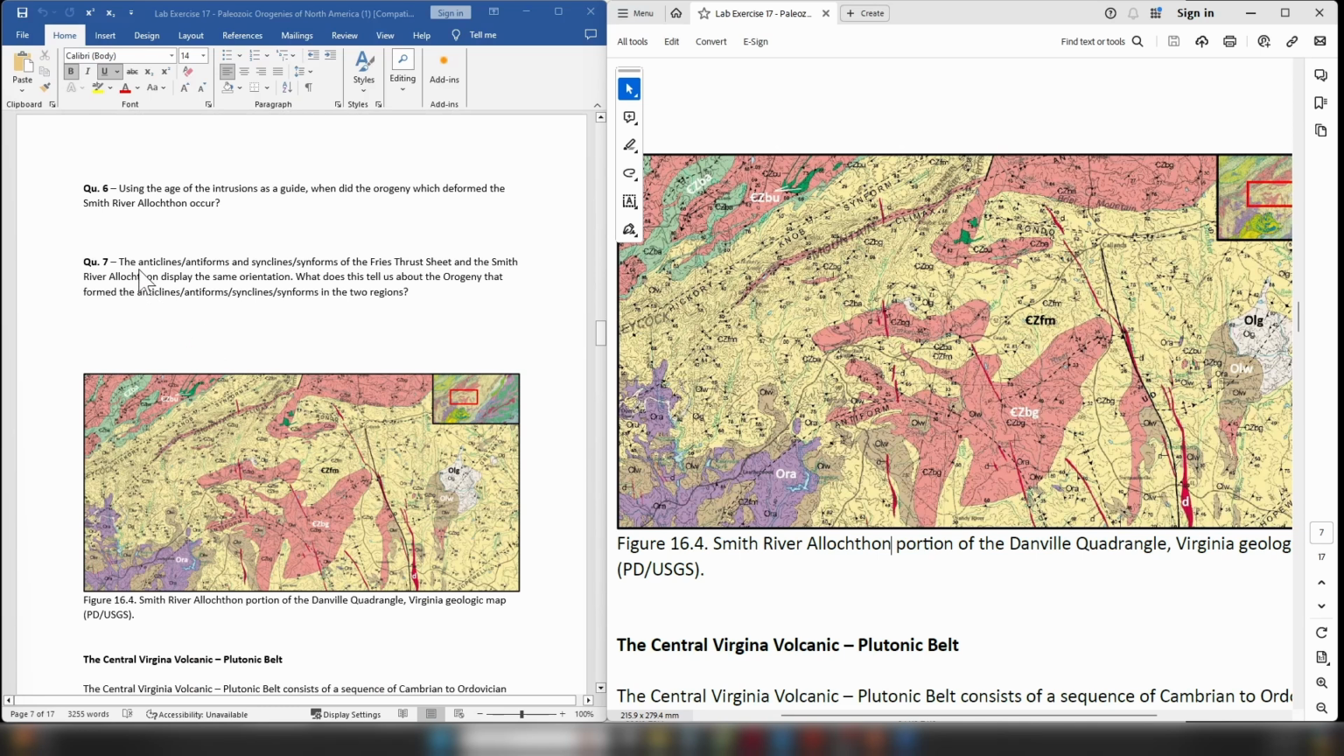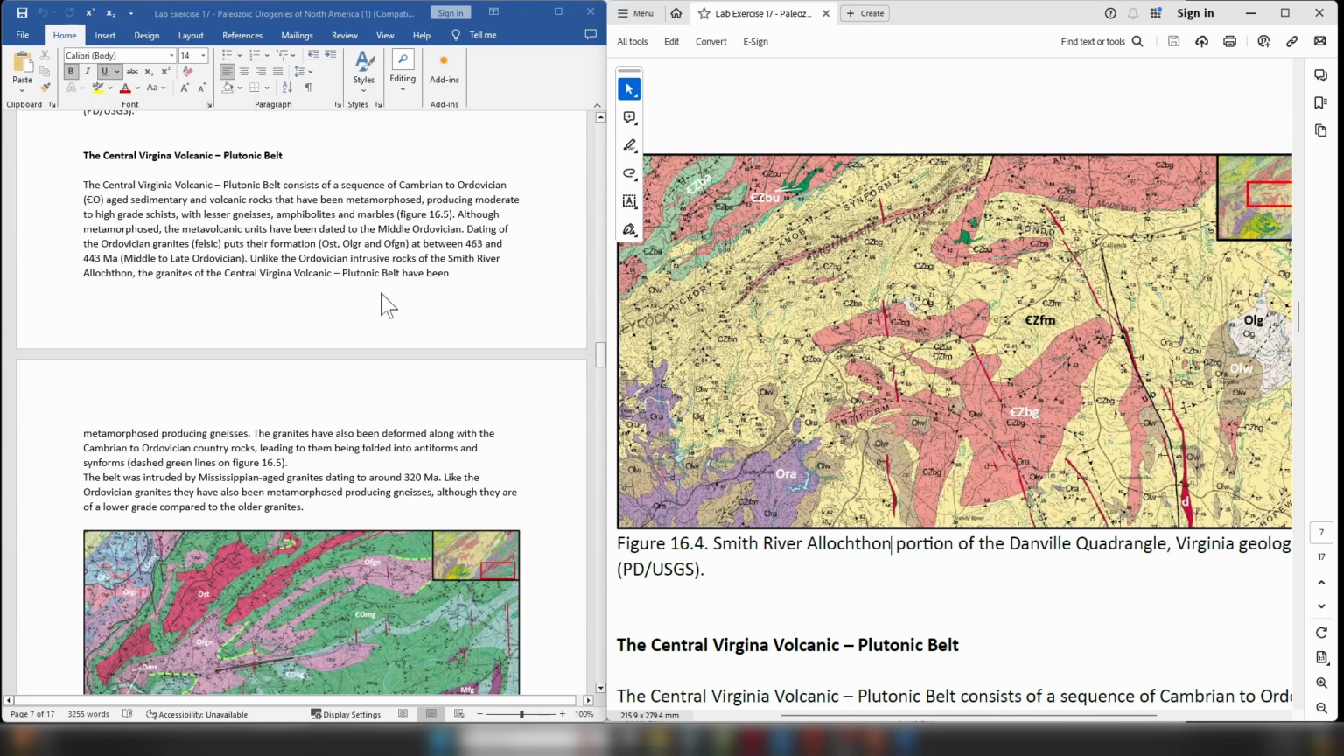So question 7, the anticlines and antiforms and synclines and synforms of the Fry's thrust sheet and the Smith River Allochthon display the same orientation. What does this tell us about the orogeny that formed the anticlines, antiforms, synclines, synforms in the two regions? So they share a similar orientation, and that would suggest, I already touched on that when I was discussing the Fry's thrust sheet a little earlier, so I'm not going to go any further about that.